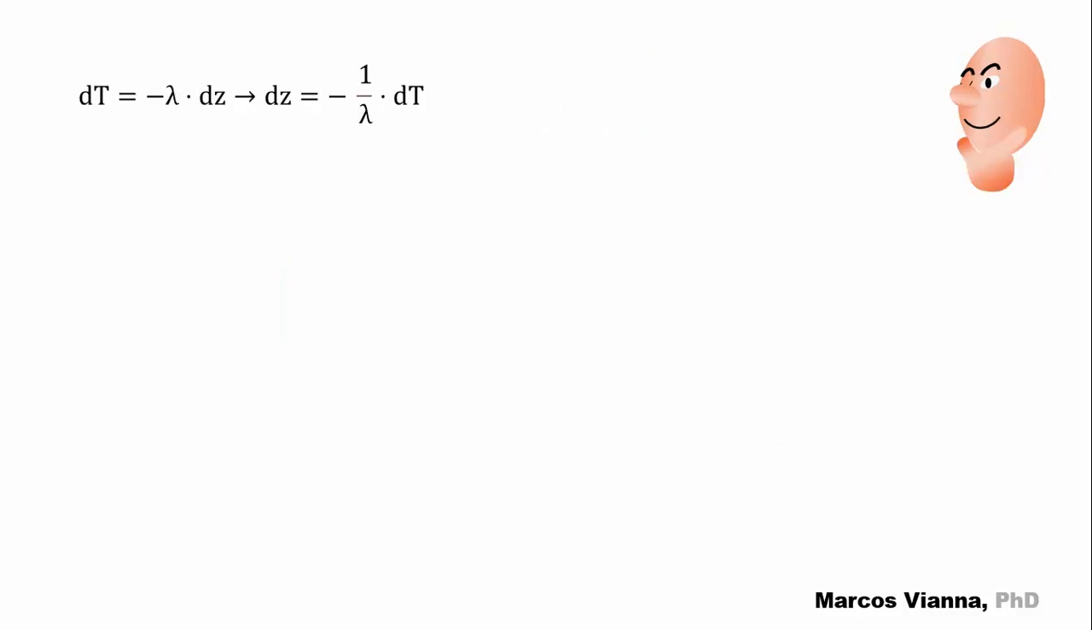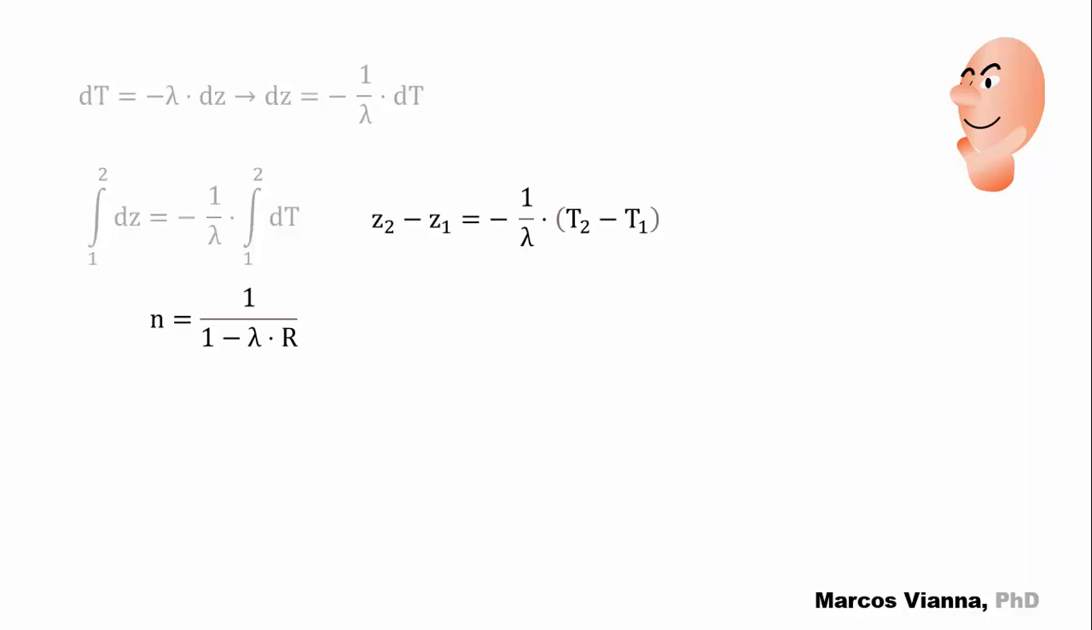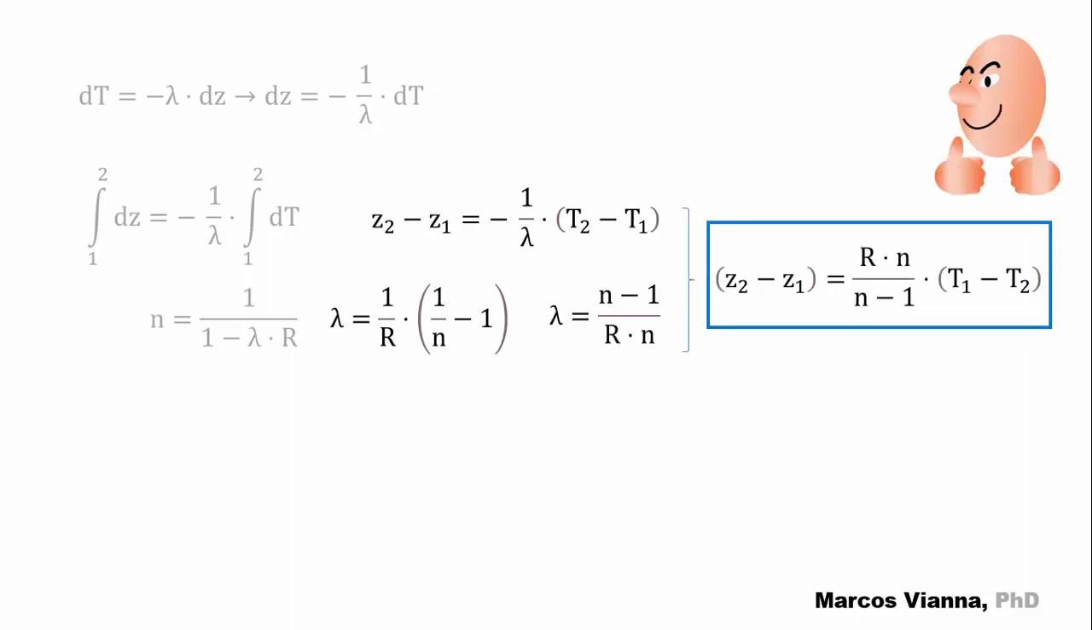Also, it's not very hard for us to find the relationship between elevations and temperatures. We can do it from the definition of atmospheric vertical thermal gradient. We integrate between 1 and 2, and this is what we obtain, but n equals 1 over 1 minus lambda R. Then we will write in this form. This one is much better, and here is what we wanted.